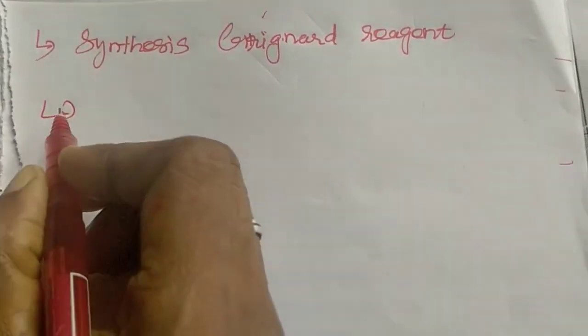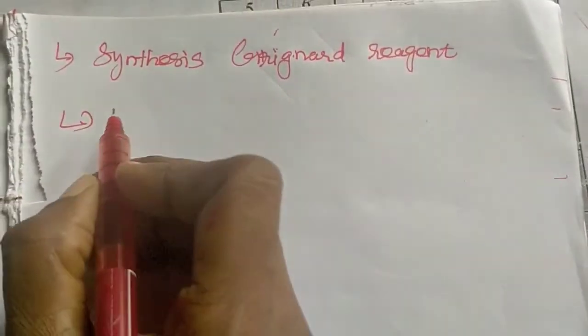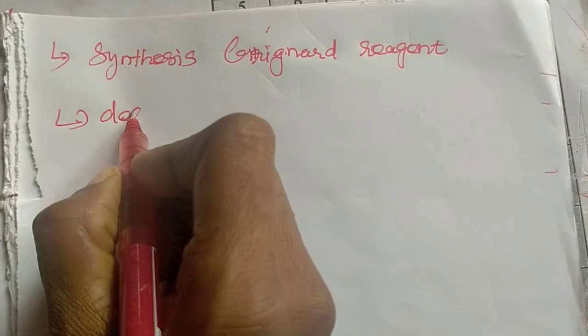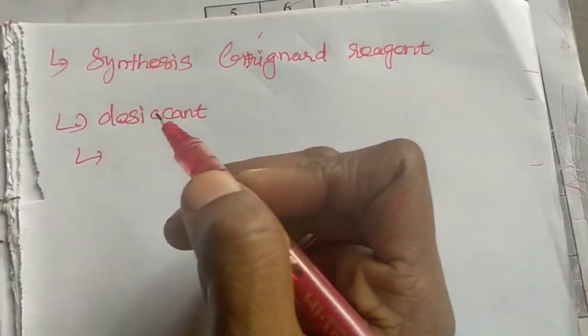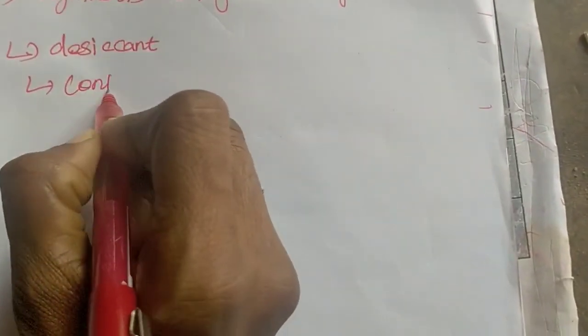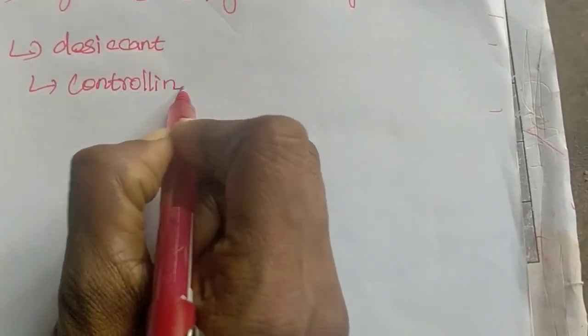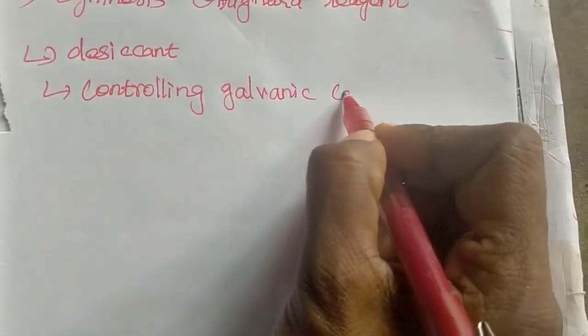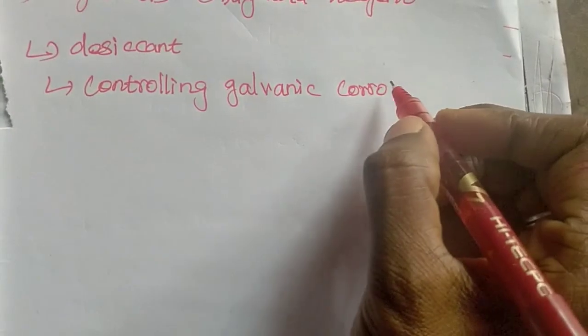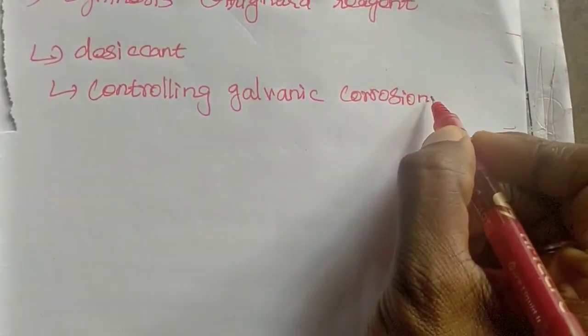Next use, it is used as a desiccant. Using magnesium as a sacrificial anode to control galvanic corrosion.